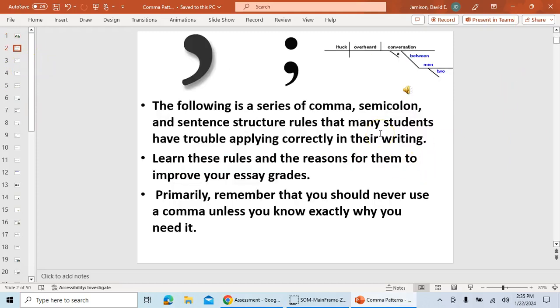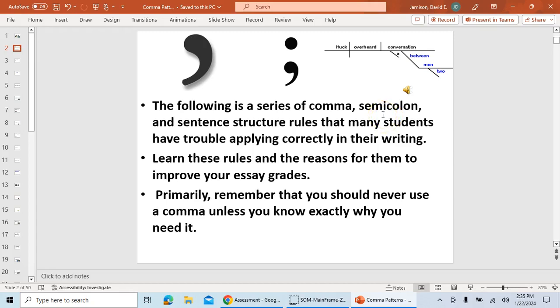So, the following is a series of comma, semicolon, and sentence structure rules that many students have trouble applying correctly in their writing. Learn these rules and the reasons for them to improve your essay grades. Primarily, remember that you should never use a comma unless you know exactly why you need it. This is a mistake a lot of students make, is they just kind of throw commas in there willy-nilly. If you're someone who does that, stop it. You need to have a reason for commas to be there.